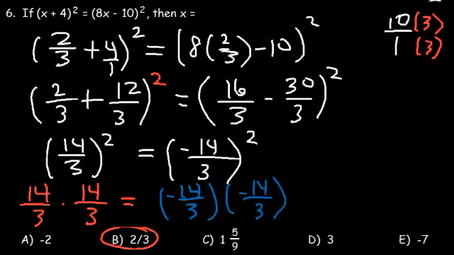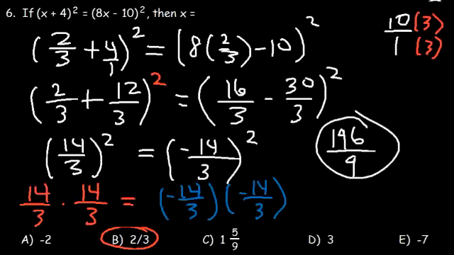In both cases, 14 over 3 times 14 over 3 will be 196 divided by 9. And on the right side, two negatives make a positive. Negative 14 over 3 times negative 14 over 3 is the same answer, 196 over 9. So therefore, because the left side is equal to the right side, this equation is true. So we could see why B is the correct answer.